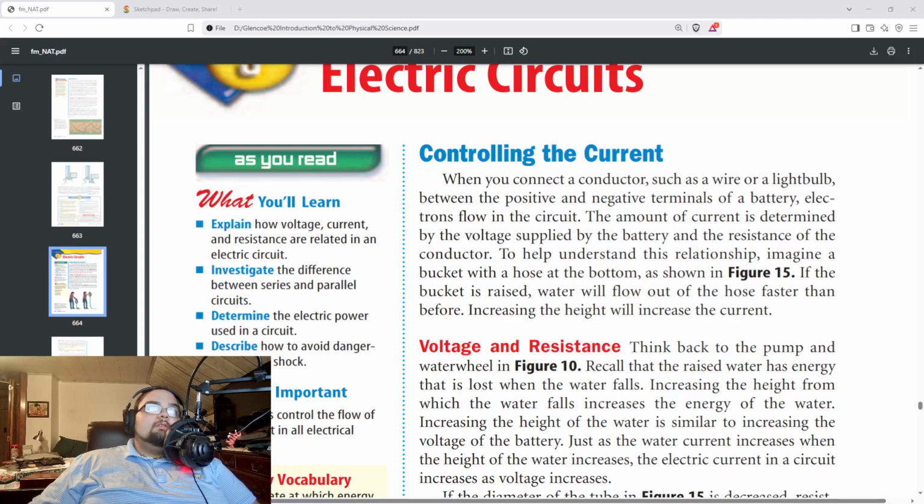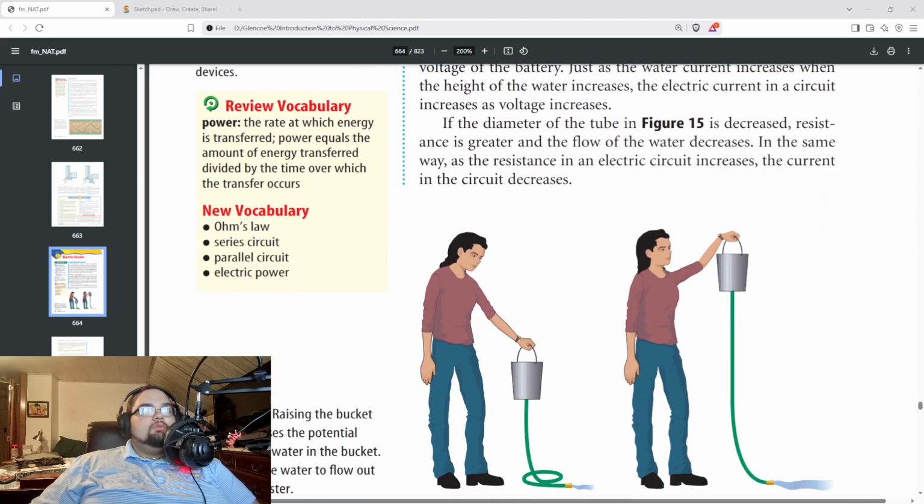Controlling the current. When you connect a conductor, such as a wire or a light bulb, between the positive and negative terminals of a battery, electrons flow in the circuit. The amount of current is determined by the voltage supplied by the battery and the resistance of the conductor. To understand this relationship, imagine a bucket with a hose at the bottom. If the bucket is raised, the water will flow out of the hose faster than before. Increasing the height will increase the current.